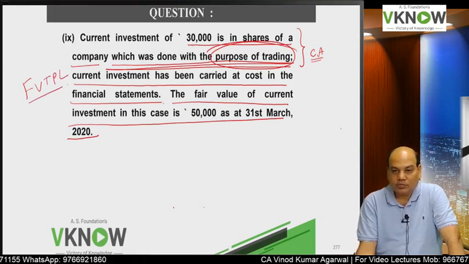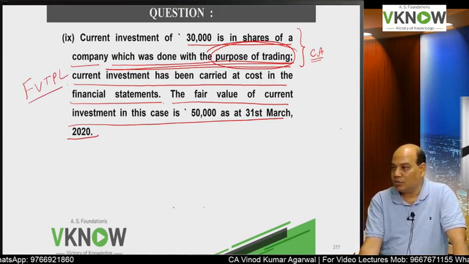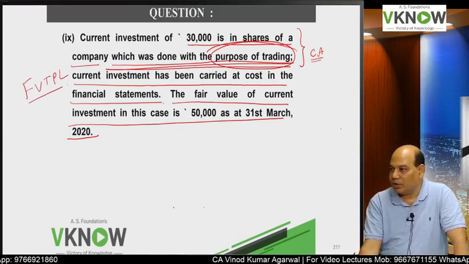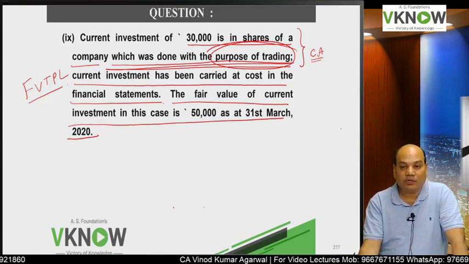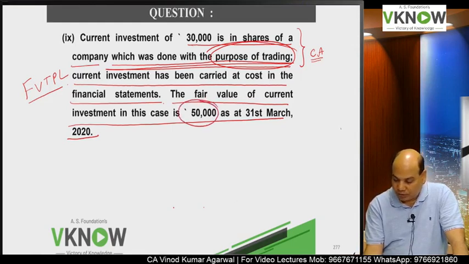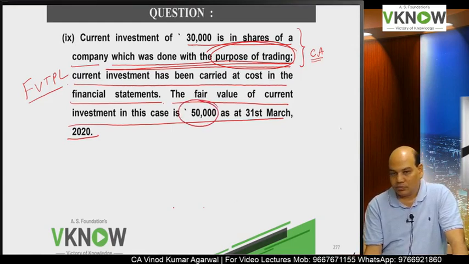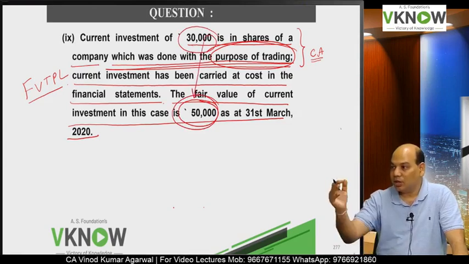FVTPL. A financial asset held for trading purpose means your objective is to trade, make profit, buy and sell, and such instruments are classified as fair value through P&L account. So we'll have to do fair valuation of that. We are going to show 50,000 in the balance sheet, and the 20,000 will come under P&L account as other income.